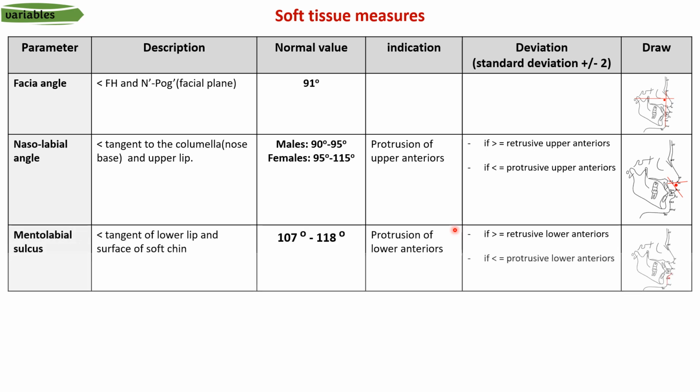Mentolabial sulcus. It is formed by a tangent to the lower lip and the surface of the soft tissue chin. Mean value ranges between 107 to 118 degrees. If it is increasing, it indicates retrusion of lower incisors, and the mentolabial sulcus will be shallow or more obtuse. And if it decreases and becomes more acute, it means that the lower incisors are proclined.